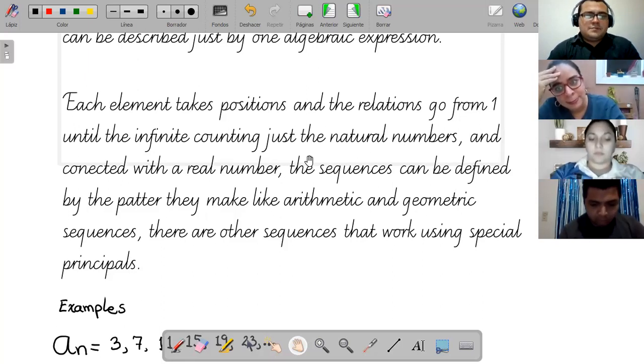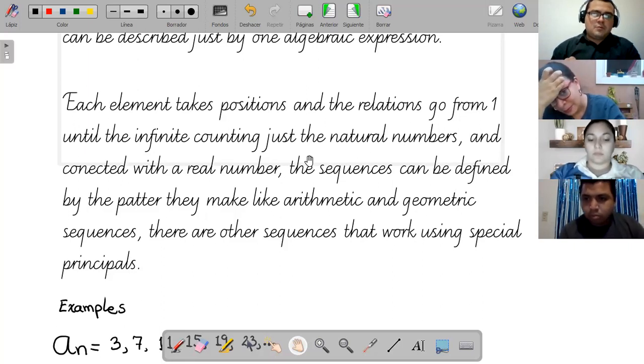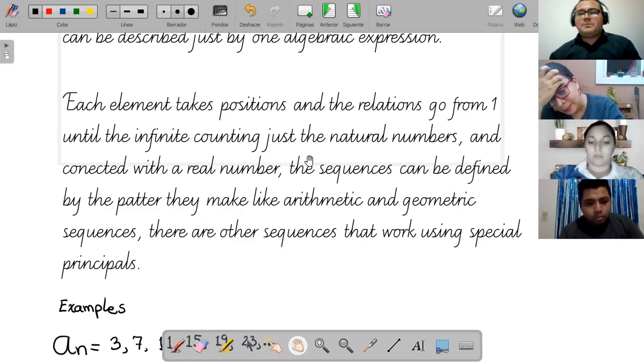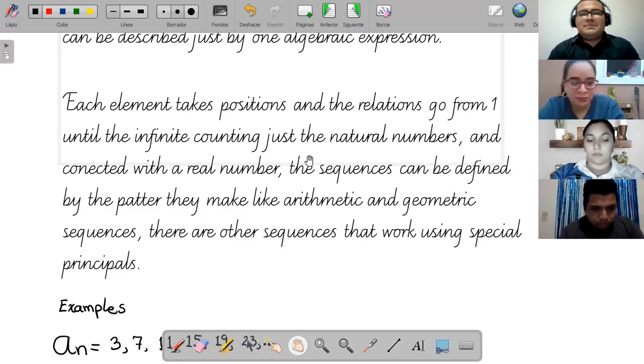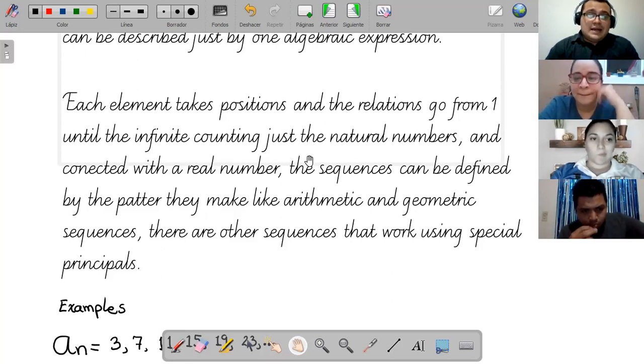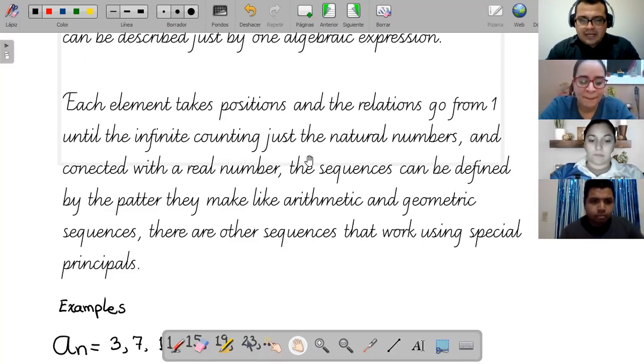Something else in here, and we have to mention this, is that we're going to relate natural numbers that start from one, natural numbers, connected with real numbers, okay? So those sequences can be defined by a pattern. Two kinds of sequences we're going to study: the arithmetic sequences and the geometric sequences. Those are very interesting and are not the only ones that exist, to be honest, but those are the ones that we care a lot about, because with these we can create relationships in mathematics. And with that relationship, we probably will create functions. And with the functions, we can create models to describe real situations.